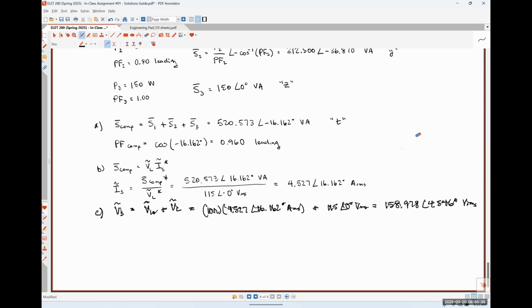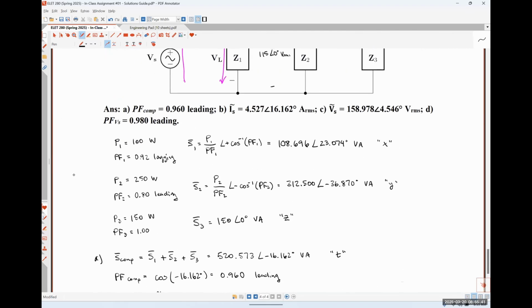So did anybody else get that result? Let's start there. It says 158.978 with an angle of 4.546 degrees. Yay or nay? Good deal. All right. So that's our source voltage.